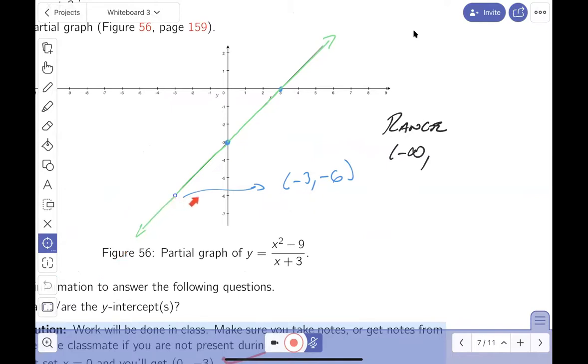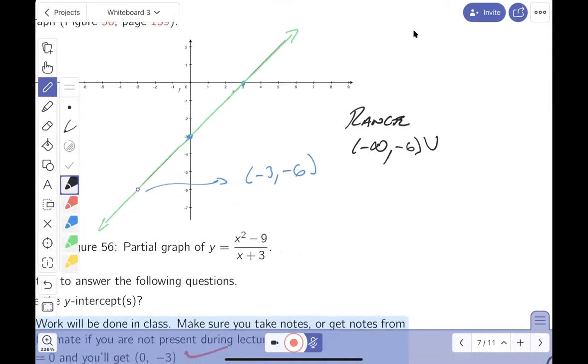It doesn't do what though? It doesn't touch the number -6. I'll get rid of that then. Union, it starts up again, and then it goes off this way. Let's write that down. And we'll look at the key later.